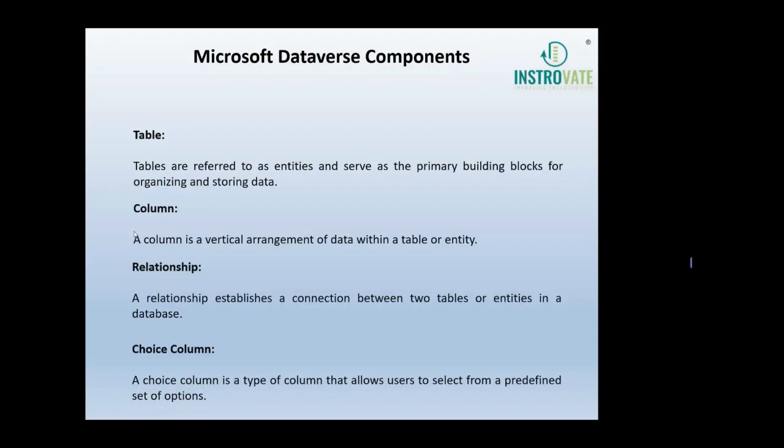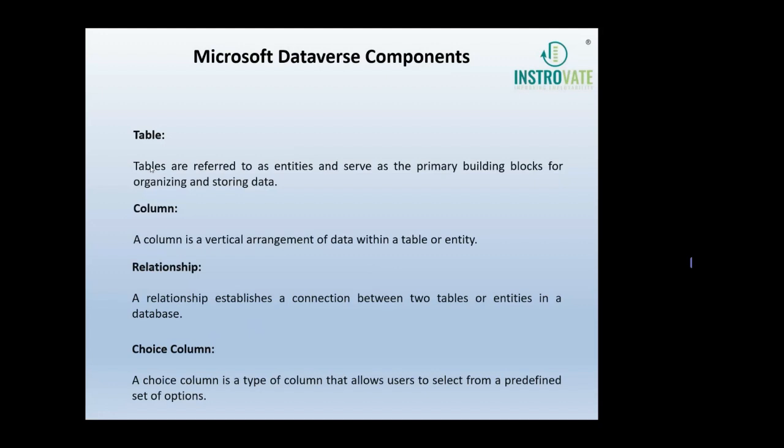Let's move forward. So these are the components of Dataverse: table, column, relationship, choice column. Tables are where you have the data, basically in tabular form. Tables are referred to as entities and serve as a primary building block. Why are we saying primary? Because without table data you cannot go further with the application, or whatever business application you are trying to create, or the requirements you have.